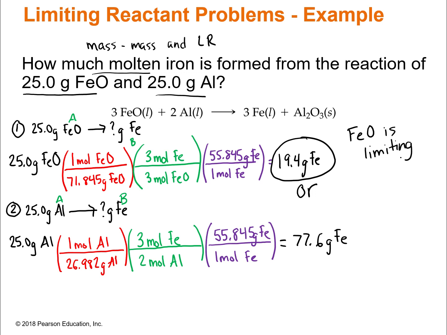Okay. So the first thing we had to do is figure out how much we would make from each reactant. If we said, okay, you have 25 grams of iron 2 oxide, go. How much iron are you going to make? Then you say, if I have 25 grams of aluminum, how much iron am I going to make? Then you compare the two. How much iron do I get from the iron 2 oxide? How much do I get from the aluminum? Whichever one is smaller, that's the amount you actually make.